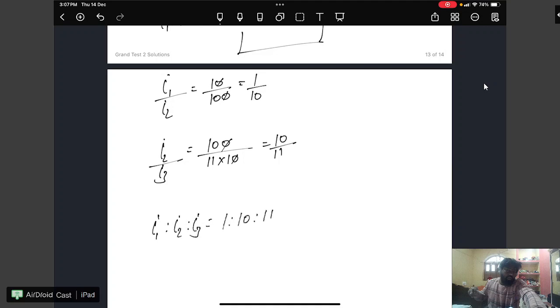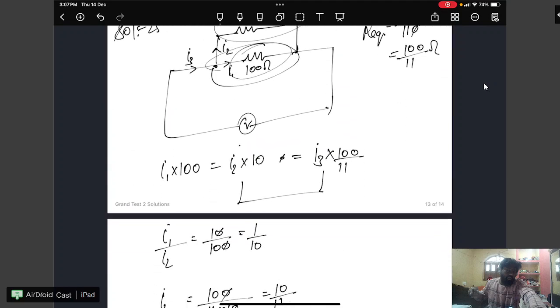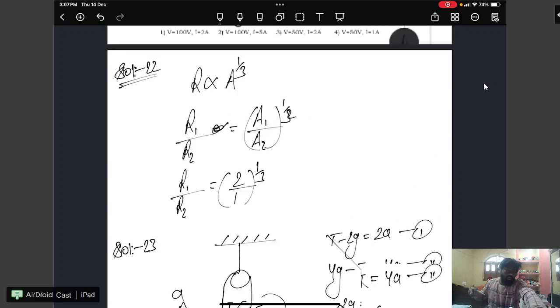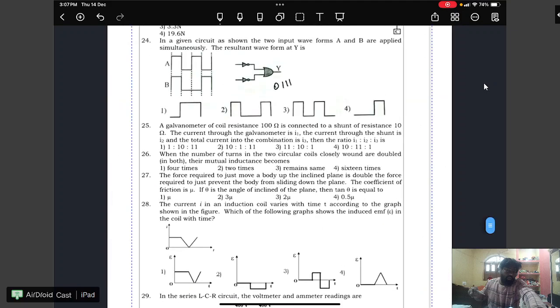Right. Question number 25, the answer is 1 is to 10 is to 11. Now, when the number of turns in the two circular coils closely wound are doubled in both, then their mutual inductance becomes? So N1 and N2 both are doubled, and mutual inductance depends on N1 into N2. So 2 times N1 into 2 times N2, that is 4 times N1 N2. So it will become 4 times, right?